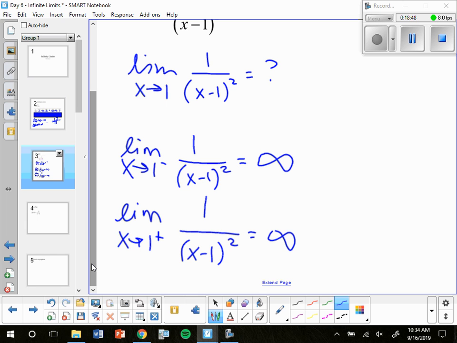Do you see how we're doing this numerically? We're plugging in values close to 0, but we don't actually have to see what they equal. We just know they're getting really big. So both of those limits are going to infinity.